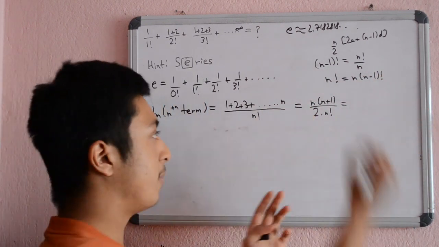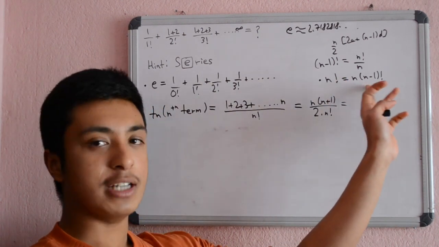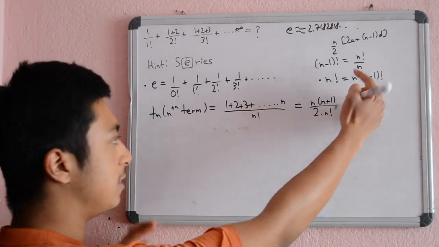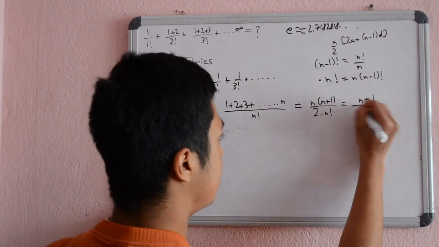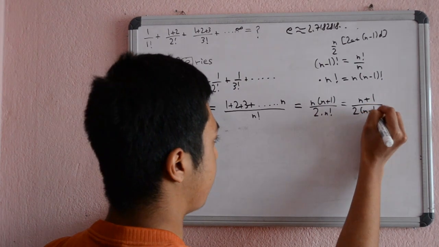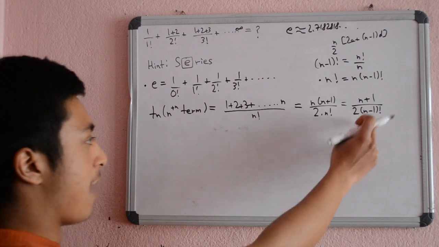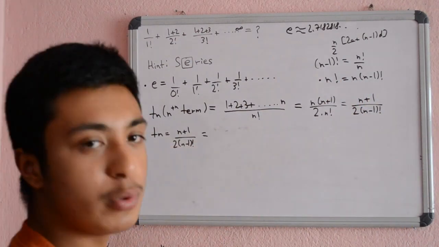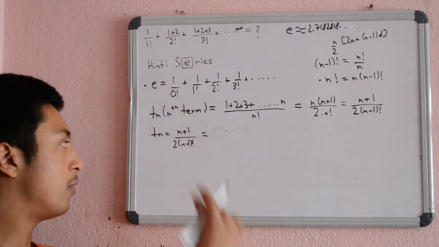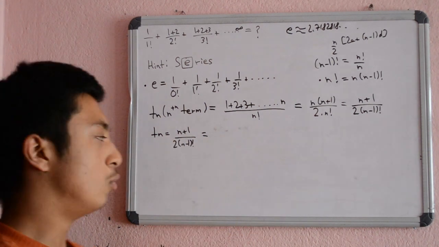So right here we have n factorial is equal to n into n minus 1 factorial. That means this n and that n will cancel, giving us (n plus 1) by 2 (n minus 1) factorial. Now we need to simplify further, because we have n in both numerator and denominator. And a simple way to do that is, we're going to somehow need to introduce n minus 1 in the numerator again.